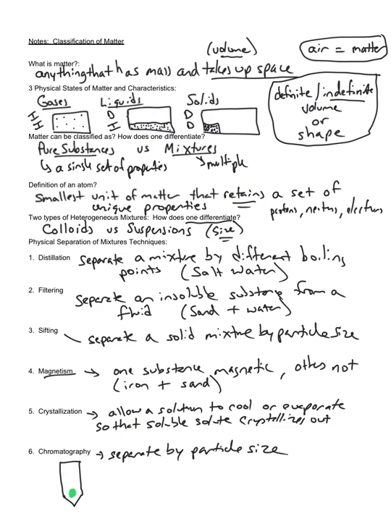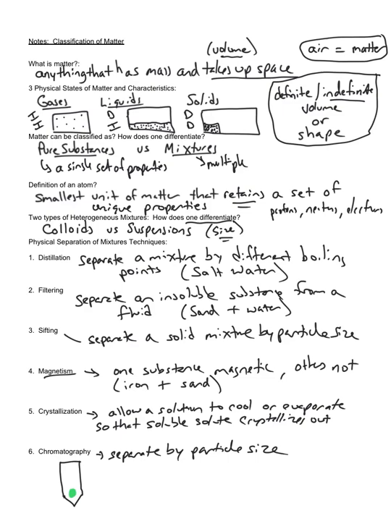Colloids do not separate out because their sizes are small enough that they stay dispersed throughout. So white milk from the store, for example, is an example of a colloid because it doesn't separate out. It stays suspended. Okay? So those are the three basic types of mixtures: one homogeneous mixture and then two types of heterogeneous mixtures.